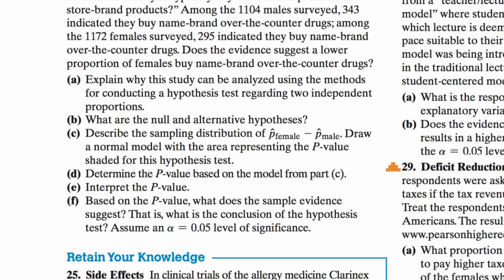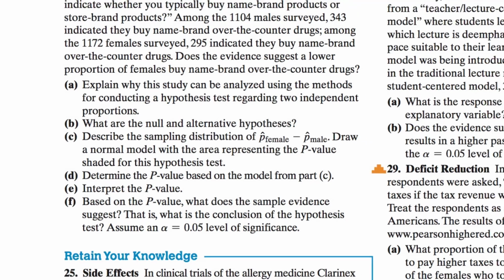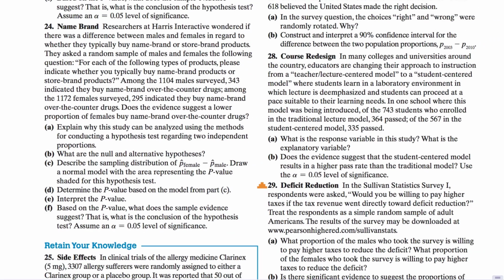Anyway, here's the thing. It says, describe the sampling distribution of p hat sub female minus p hat sub male. Draw a normal model with the area representing the p-value shaded for this hypothesis test. Okay, so they want us to obviously run the test, otherwise we'd have a very hard time getting the p-value. And they want some other things from us. Let's see what we need to know in order to answer this.